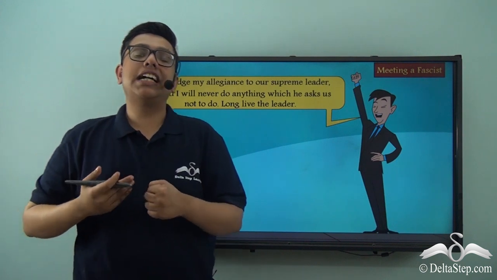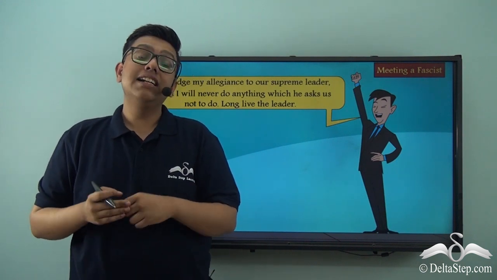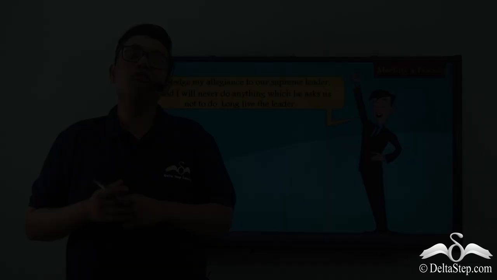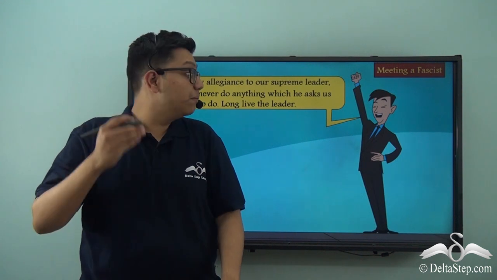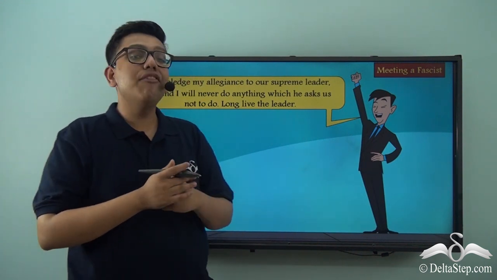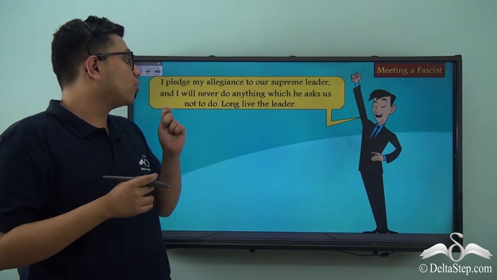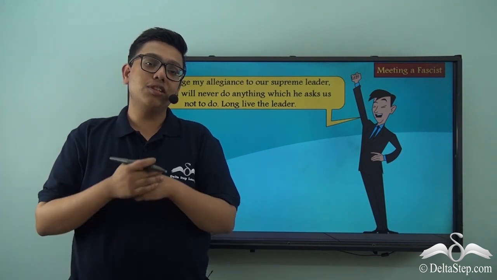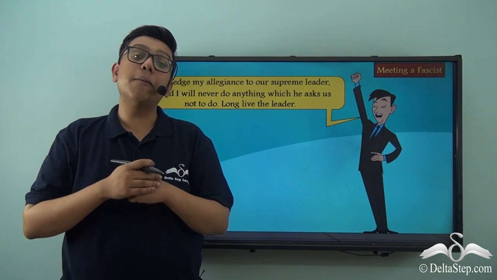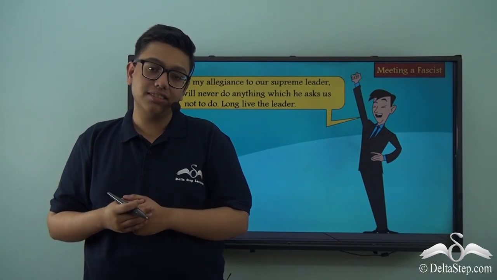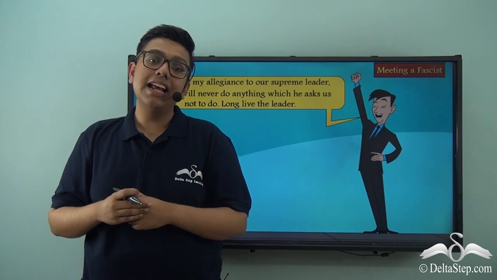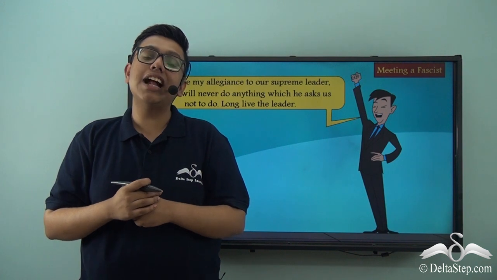Then you might strike up a conversation about how corrupt that particular person's leader is, to which the fascist might reply, "I pledge my allegiance to our supreme leader, and I will never do anything which he asks us not to do. Long live the leader." So you can see that this person is subservient to the authority of the leader, and this person would never oppose the leader, or he would have to face harsh consequences. And therefore we can see that this person is at the behest of a totalitarian leader, as fascism happens to be a totalitarian ideology.